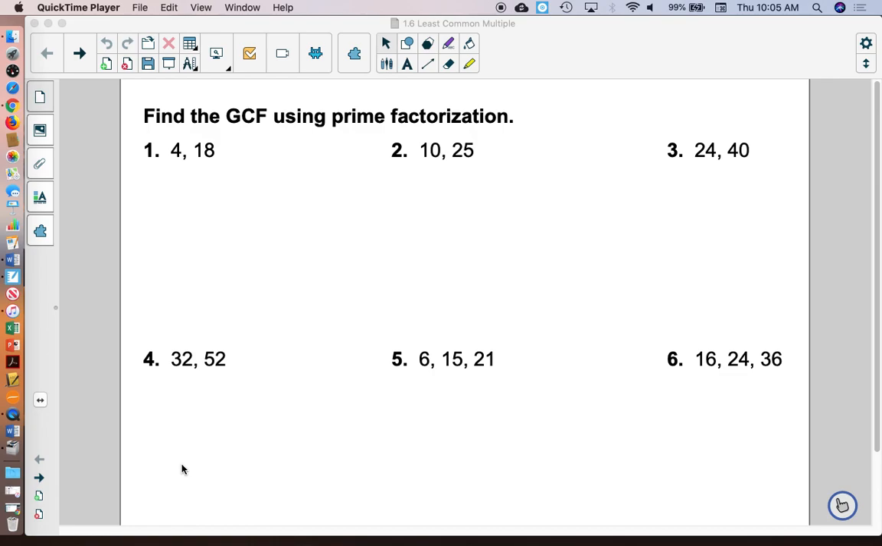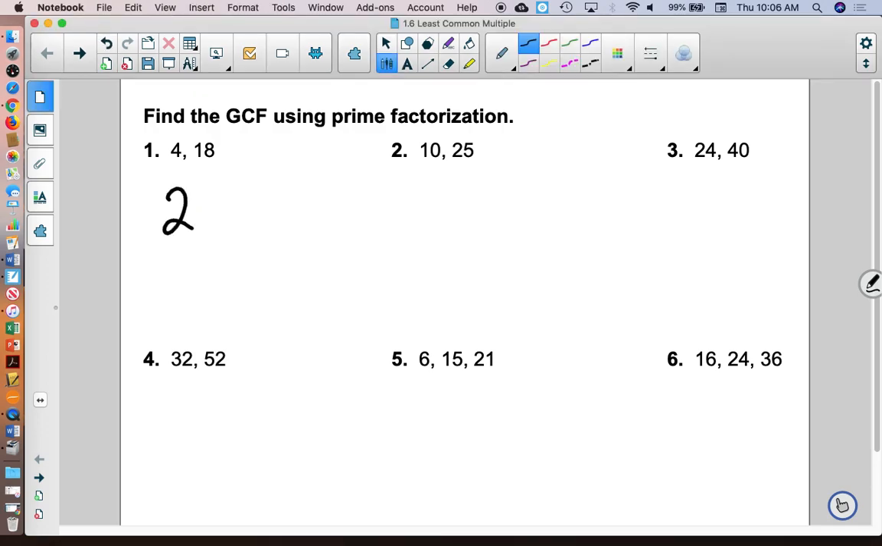But since it says prime factorization, if I know the prime factors of the number, I might not have to do the tree. Okay, if I just know it. Such as, what do you know are the prime factors of 4 without doing a tree? What do you know? Bryson? 2 and 2, good. So I can say 2 times 2, right?